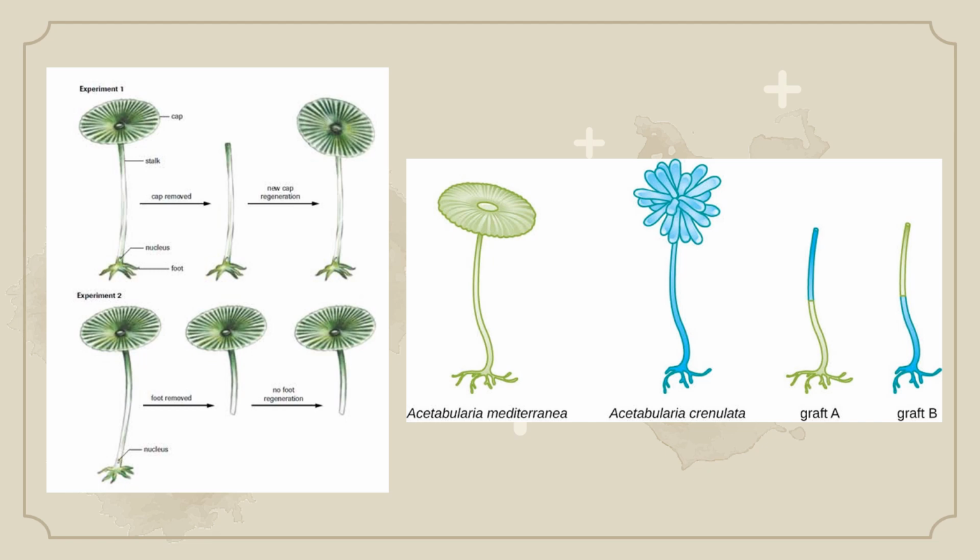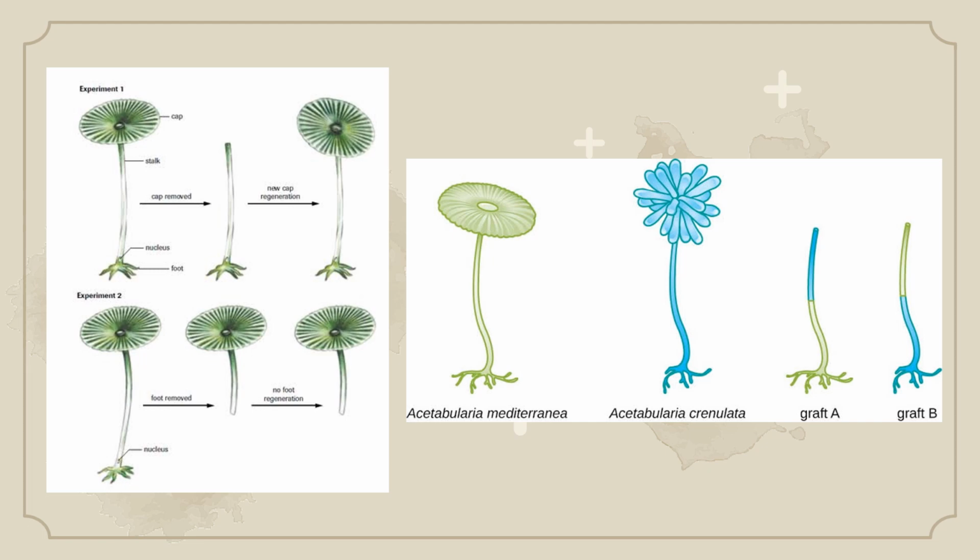And the second one is he removed the stalk of Acetabularia mediterranea and then he placed it over the rhizome of Acetabularia crenulata. That is, he is basically transplanting this, and it resulted in an intermediate species. He again did it vice versa. That is, he removed the stalk of Acetabularia crenulata and placed it over the rhizome of Acetabularia mediterranea. It also resulted in an intermediate species.